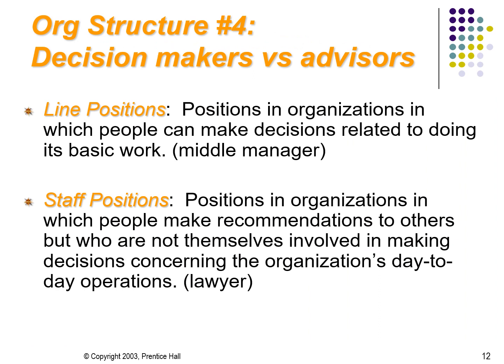Number 4 is basically just decision makers versus advisors. Line positions are positions in organizations in which people can make decisions related to doing its basic work. So basically, you are in a line position if you report to someone and you're either working directly on the products of the company or you have direct reports as well. In other words, you're in the line of authority.